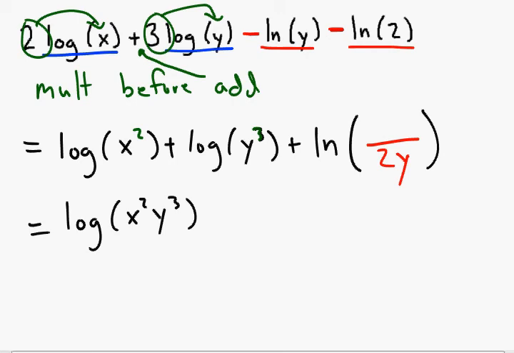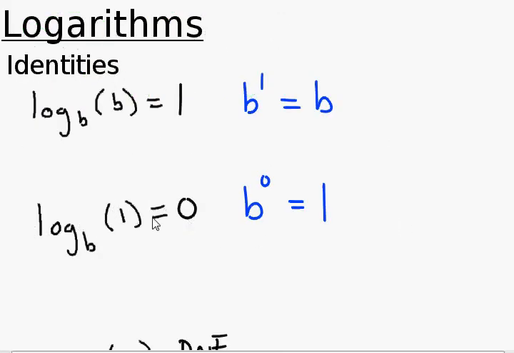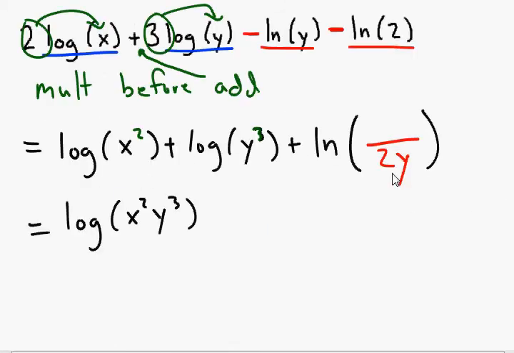You know what's a nothing with logs? 1. So what goes on the top here? 1. Nothing else to combine, so we're done with that one. This is the natural log of 1 over 2y.